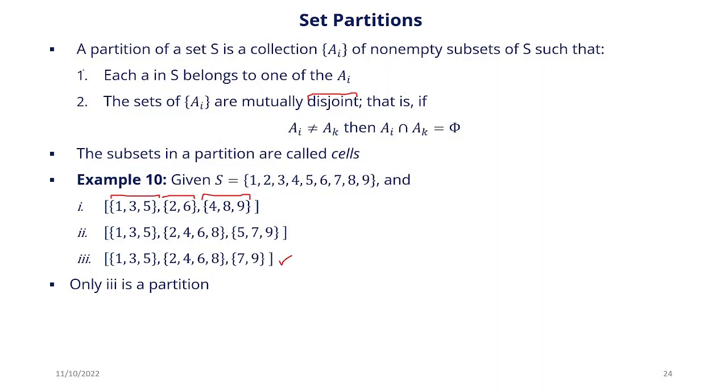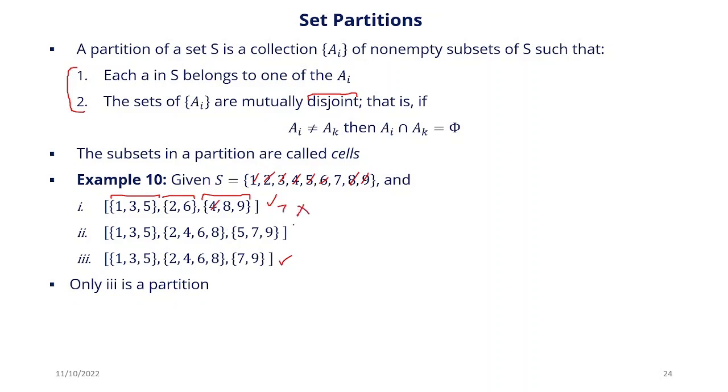We will now know why only number 3 is a partition. We go back to look at the 2 rules that we must follow. Each a in S belongs to Ai. So every item here should belong here. We start counting. 1, 3, and 5 are here. 2 and 6 are here. 4, 8, 9 are here. What about 7? 7 is not here, so this is not a partition.